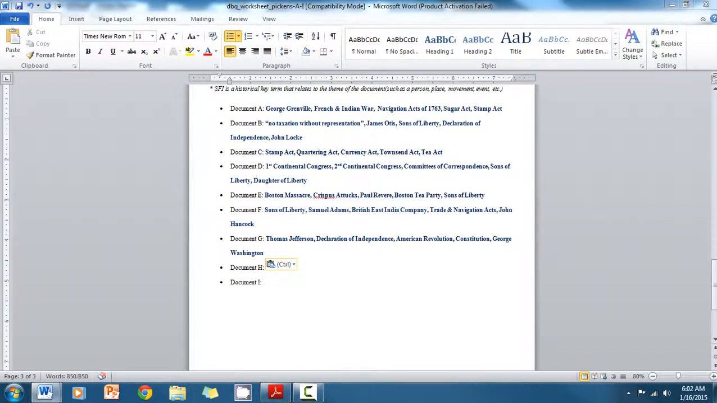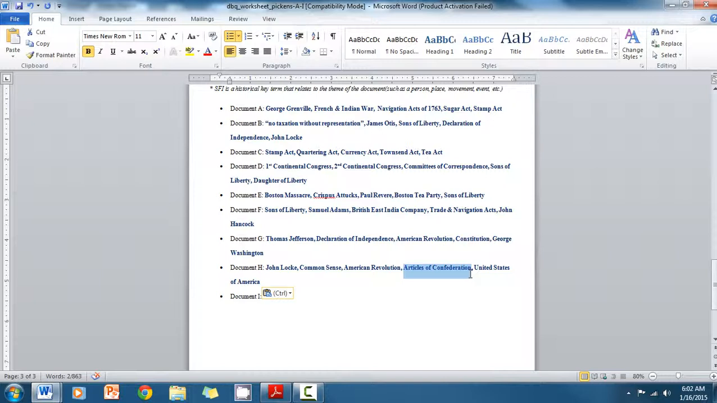Document H, the excerpt of the Declaration of Independence. I first thought of John Locke. He inspired Thomas Jefferson, and a lot of his ideas are kind of reworded in the Declaration of Independence. After I thought of John Locke, I then thought of Common Sense. That's a revolutionary pamphlet. It propels the American Revolution.